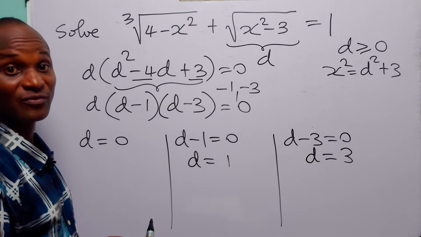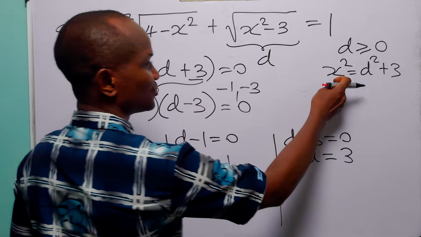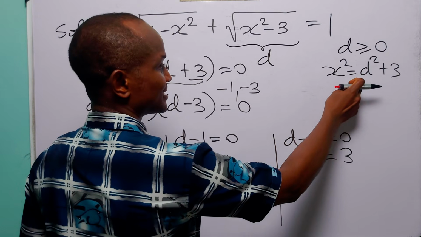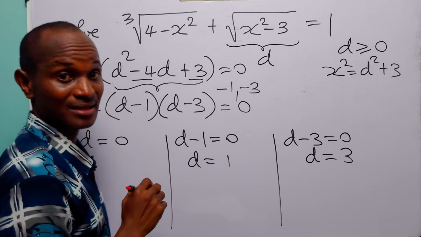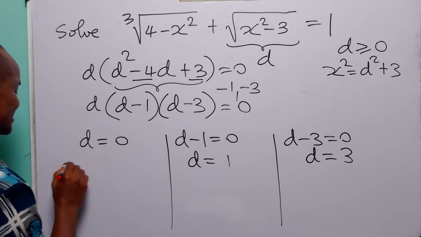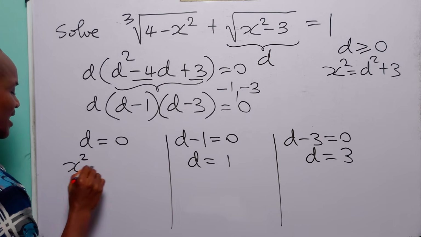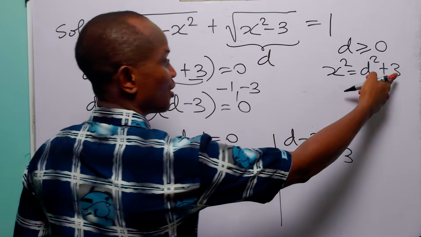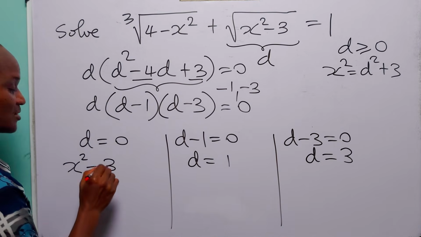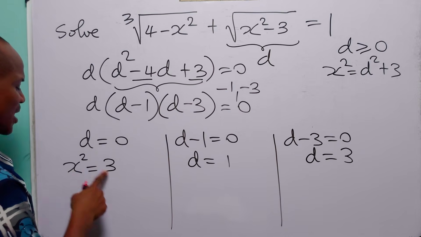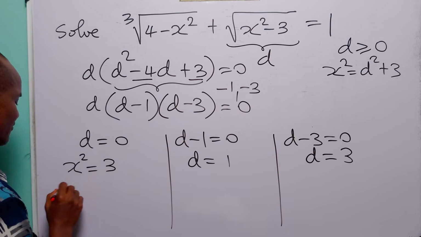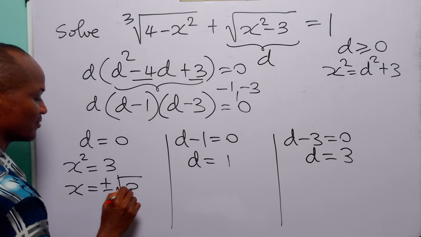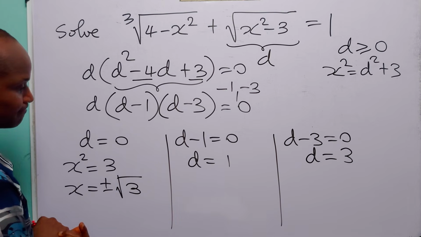Now, finally, we have to find the values of x. And to do that, we go back to this equation. So we have that x squared is equal to d squared plus 3. Here, when d is equal to 0, we have that x squared is equal to 0 squared, which is 0, plus 3, that is equal to 3. Now, taking square root of both sides of this equation, we have that x is equal to plus or minus the square root of 3.